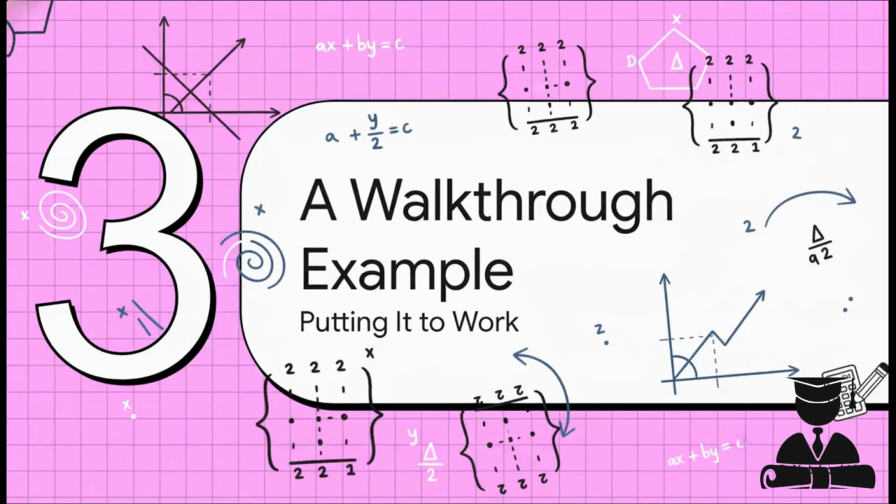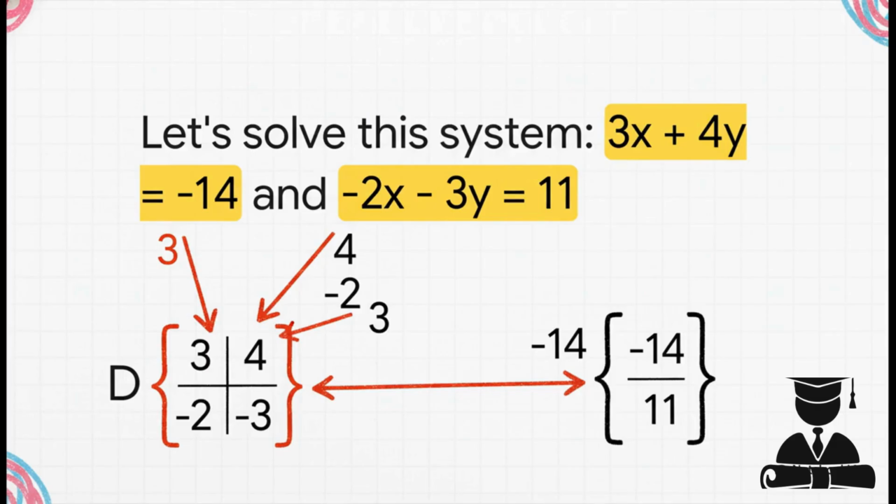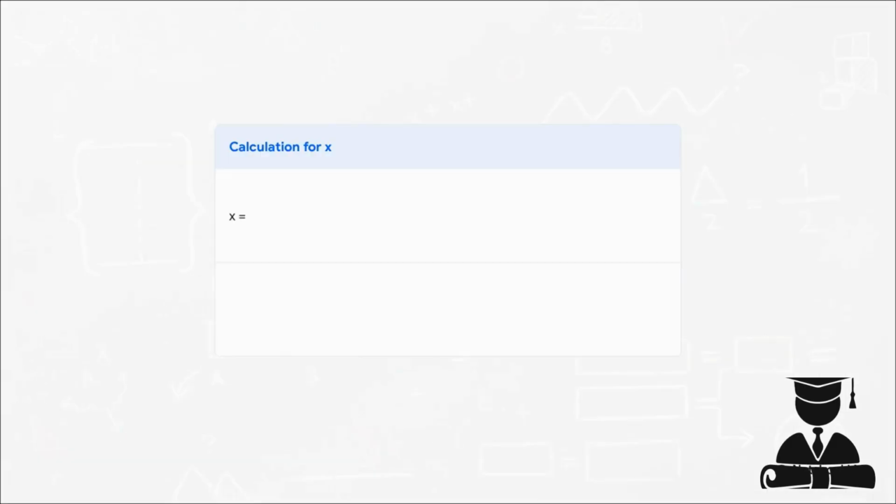Okay, theory's one thing, but let's see how this actually works with some real numbers. There's no better way to learn than by doing, right? Here's our system. We've got our coefficients, 3, 4, -2, and -3, and our constants, -14 and 11. Now it's time to just plug them into our formulas. First up, let's solve for x. You can see the denominator is the determinant of our original coefficients, just like we said. And for the numerator, we've swapped out that first column, the x coefficients, with our constants.